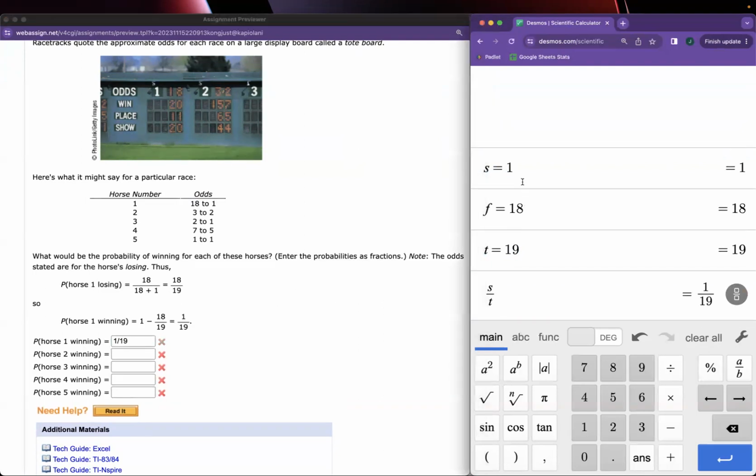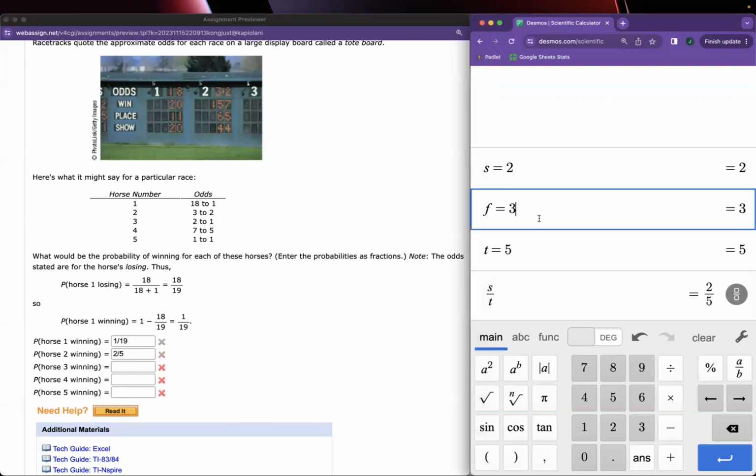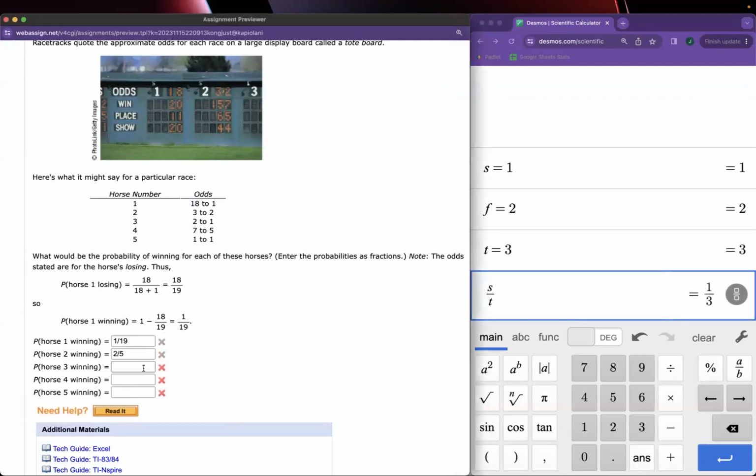Okay, for horse 2, it's going to change these things a little bit. S is going to be 2 this time. Failures is 3, right? Remember, failures comes first. That means there were 5 games. So the probability is S over T, which is 2/5. Okay, for horse number 3, failures is 2, success is 1. That means 3 games. Probability is 1/3.